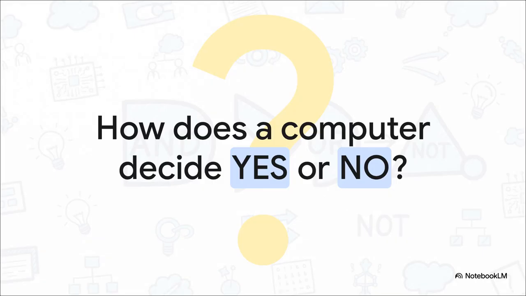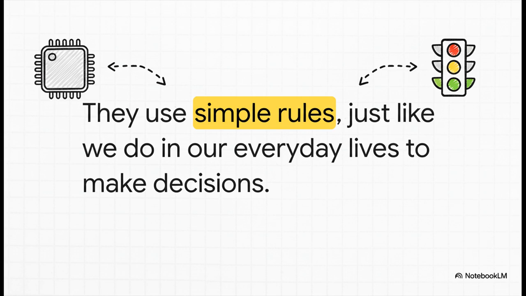So have you ever really thought about this? I mean, how does a computer actually decide yes or no? Every time you log into an app or a character in a video game makes a move, there's a decision happening. It feels really complex, right? But somehow, the machine boils it all down to a simple yes or no. How does it do that? Well, the secret is, it's not magic.